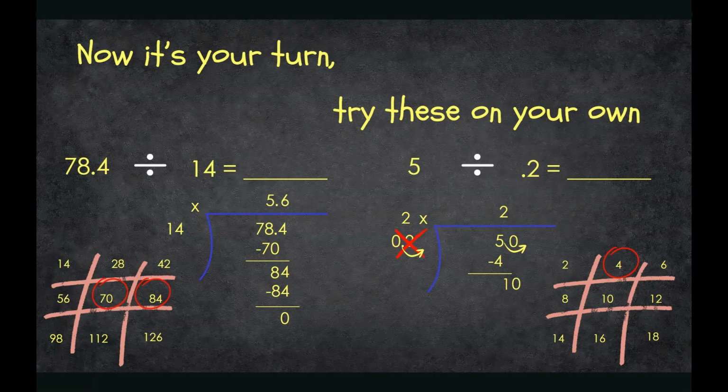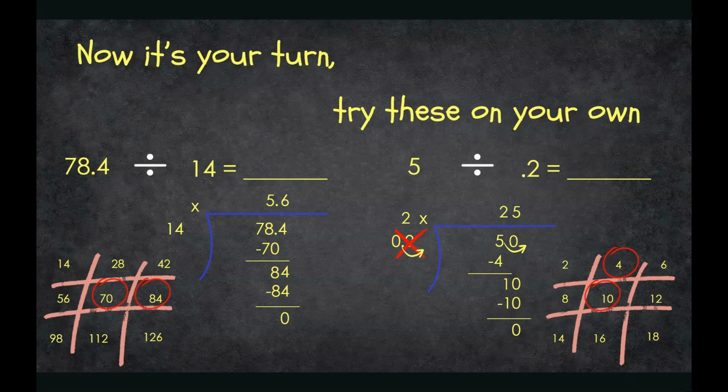Now I'm going to repeat the process. How many groups of 2 go into 10? 5 groups of 2. Put a 5 in my quotient, multiply it out, subtract 10, and I have a remainder of 0. So I do not need to bring my decimal up and add another 0 because I have a remainder of 0. So my answer is going to be 25.